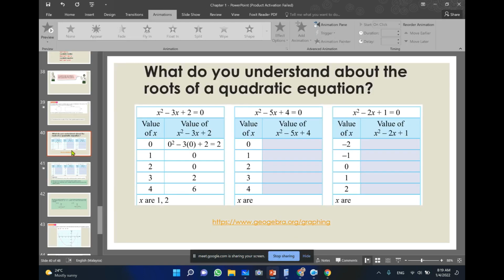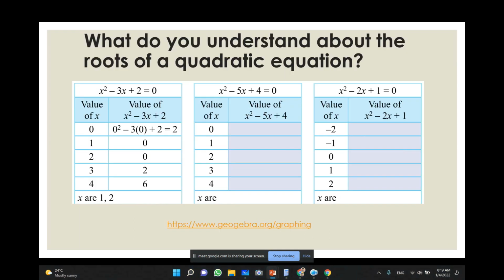So just now, I discarded all the answers. I fill it in one more time for the answer of your friend over here. -2, 0. This is 1, 4. This one is 9, 4, 1, 0, 1. Okay, the x is equal to 1.